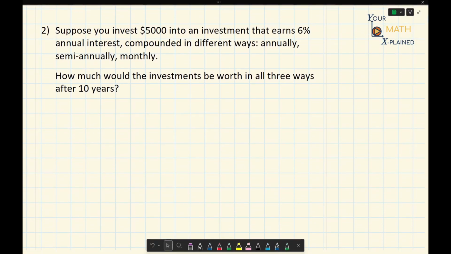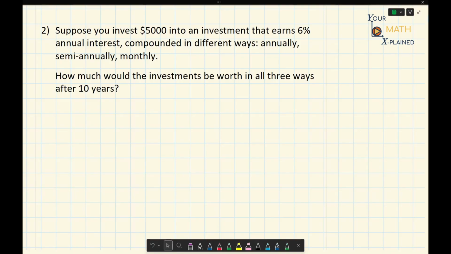So for our next example, we're going to take a look at something a little less depressing, and maybe a way for us to combat that inflation. So suppose we are to invest $5,000 into an investment that earns us 6% annual interest. And this 6% annual interest can be compounded in different ways. So it can either get compounded annually, semi-annually, or monthly. And we want to figure out how much the investment would be worth in all three ways after 10 years.